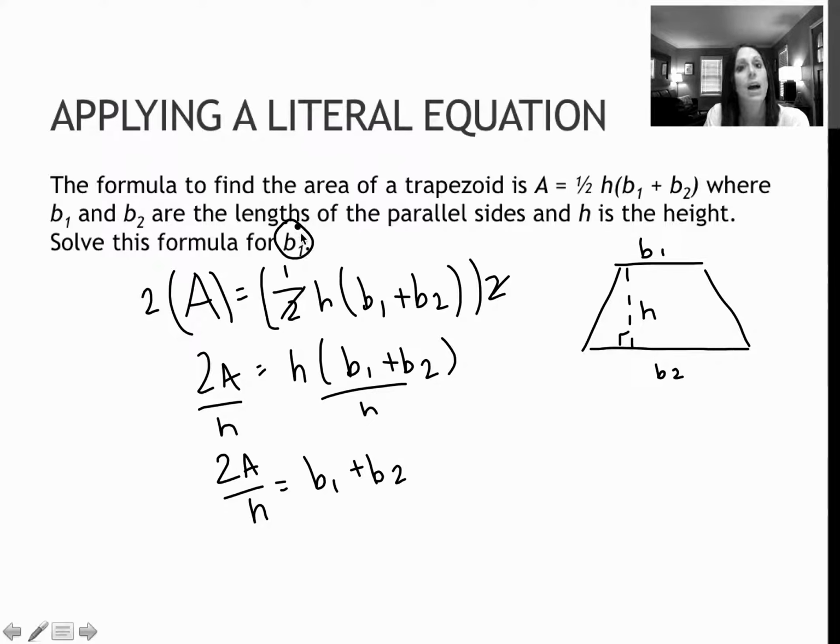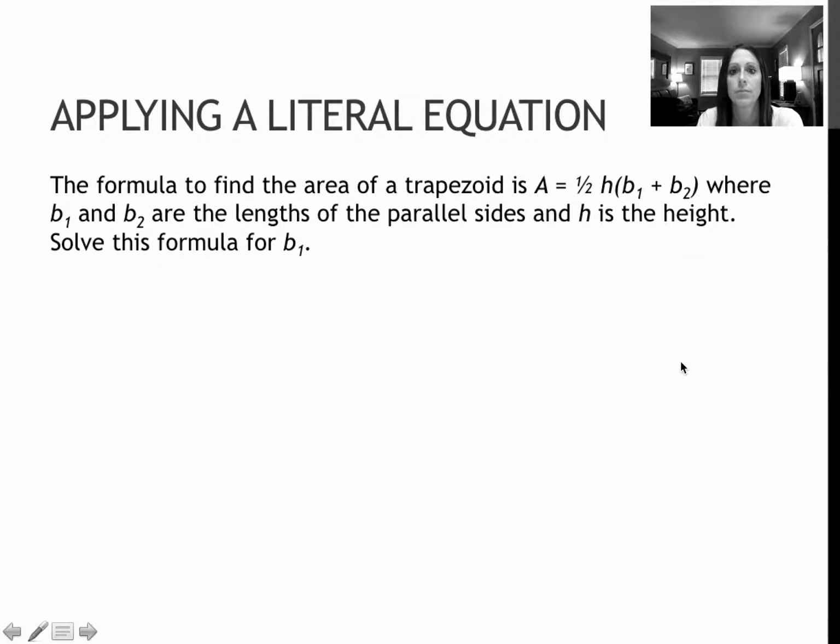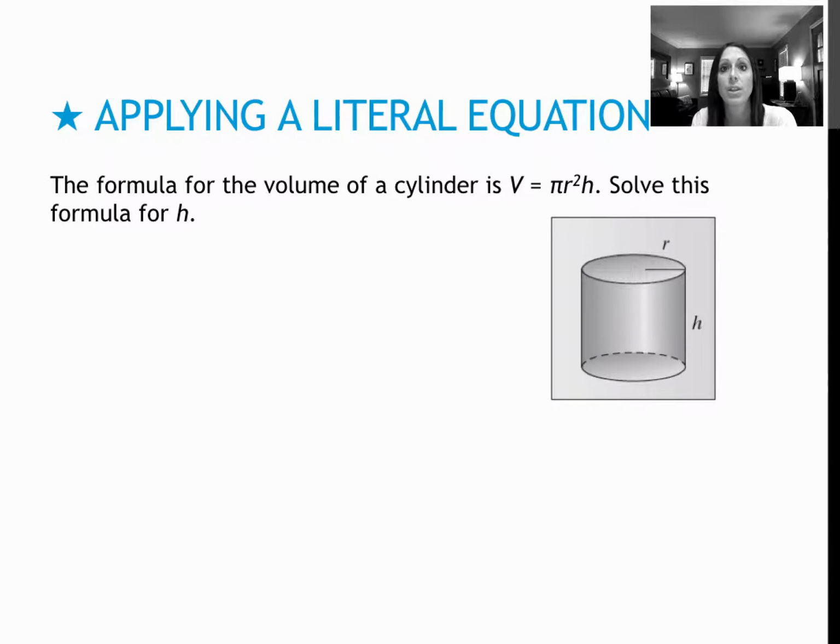I'm trying to get b1 by itself, so I'm going to subtract b2 from each side, which leaves me with my final answer of 2A over h minus b sub 2. That is my equation. Go ahead and try this one on your own and then press play to see how you did.